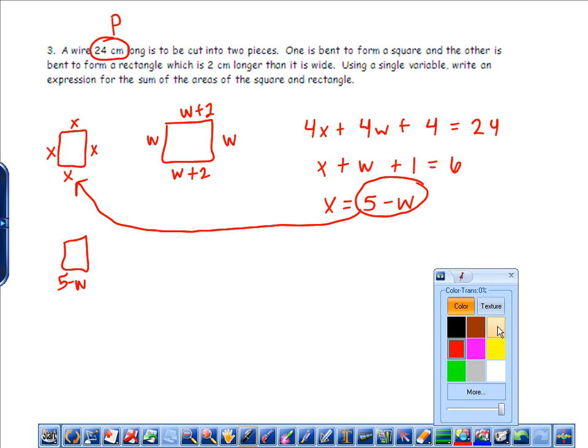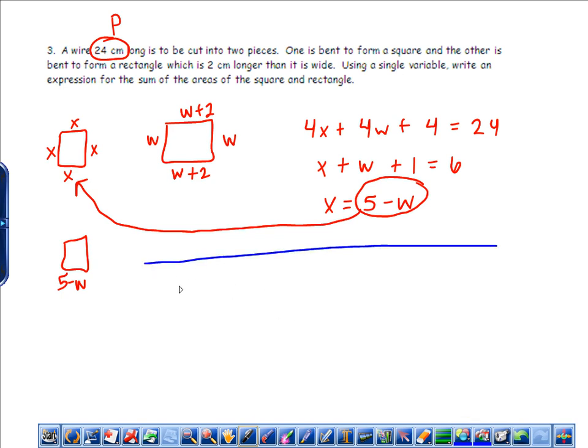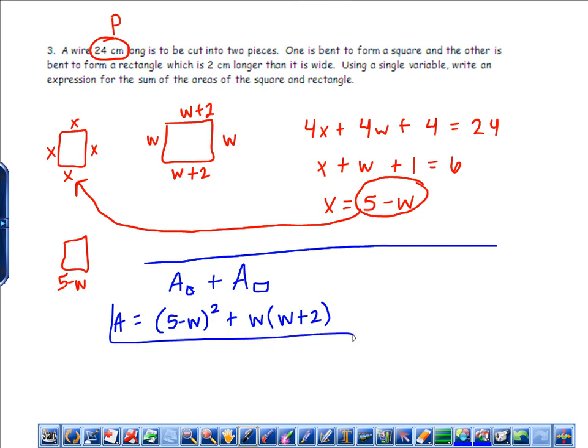Now I'm going to switch colors just to signify the second part of the problem. Now we're talking about the sum of the areas. So we need to do the area of the square plus the area of the rectangle. The area of the square in terms of w would be 5 minus w squared, and the area of the rectangle, we already knew this from the very beginning, would be w plus 2. So you can see that if I had actually solved for w here, I would have had to plug in 2 different things. It's really not that much harder than the original problem. So this is my answer. You do not need to simplify this.